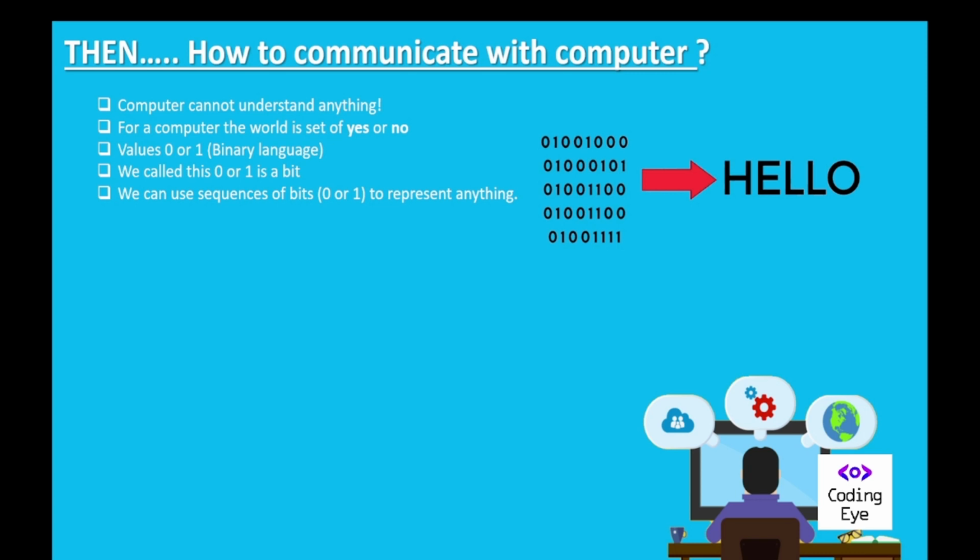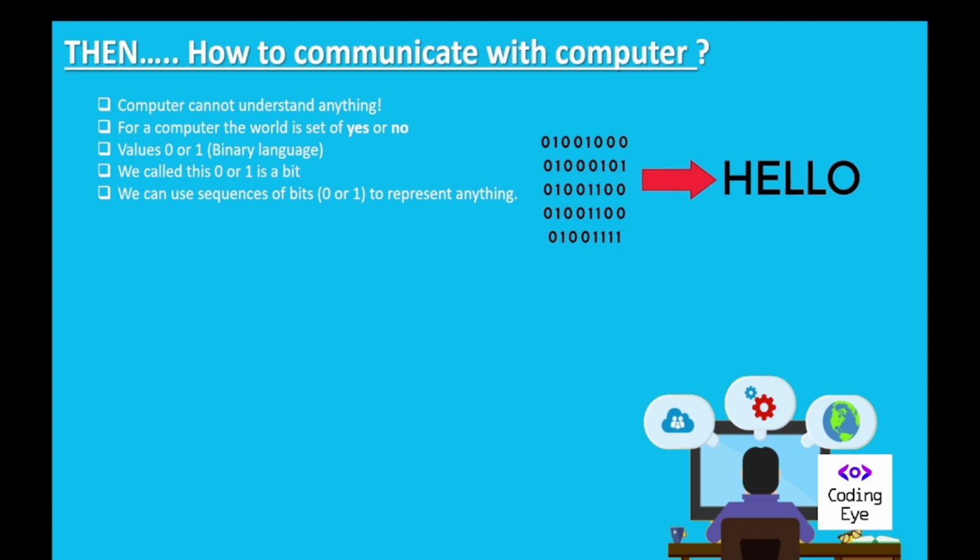This is how the computer understands whatever instructions you want to give it: just in zeros and ones. But we are humans and we cannot understand zeros and ones, right? We only know the values of zeros and ones, but if this is a big sequence, it is very difficult for us to understand. So there is a requirement for us to have a medium between you and the computer.